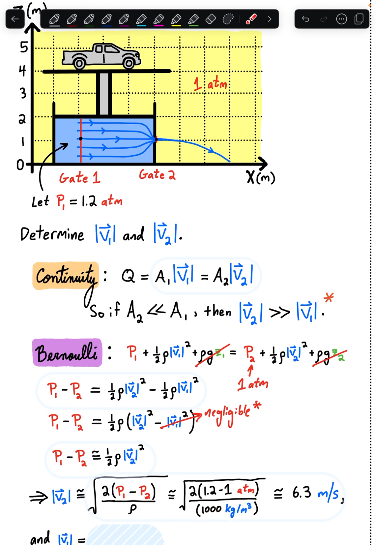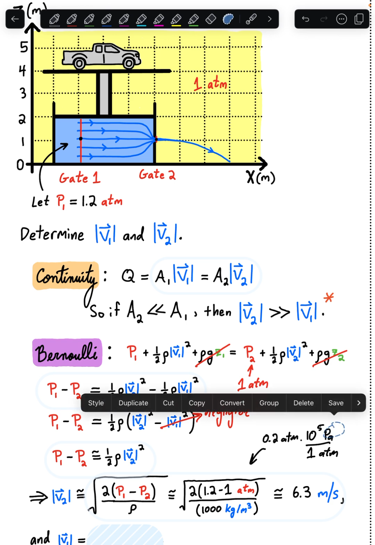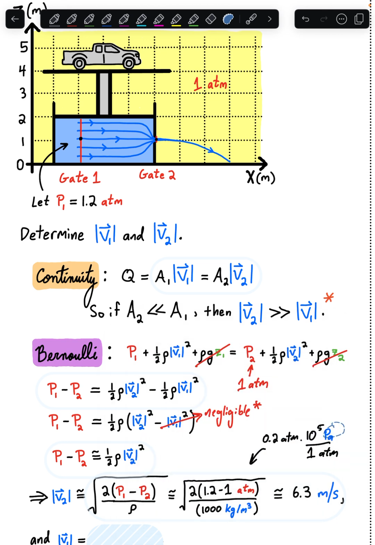So P1 minus P2, the pressure here in the tank is given as 1.2 atmospheres. P2, that's where the water contacts the surrounding air, so the pressure has to match the surrounding air, 1 atmosphere. So 1.2 minus 1 is 0.2 atmospheres. We'll remember here to convert our 0.2 atmospheres to newtons per square meter or pascals, since there are 10 to the 5th pascals in 1 atmosphere. We have to convert to SI units. And doing that, we find that the speed is expected to be this value where the water exits the side of the tank.